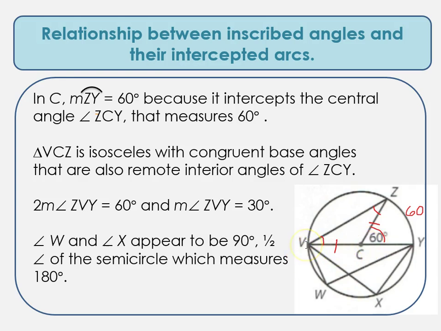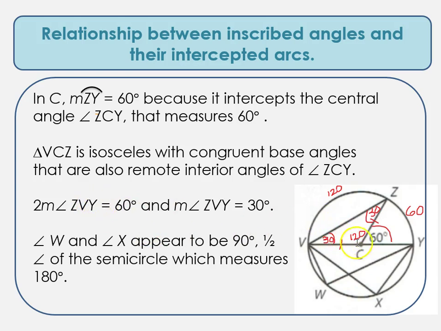Triangle VCX is isosceles. We know that because it has two congruent radii, and so it has two congruent base angles. Those two base angles are also the remote interior angles of the 60-degree exterior angle in this drawing.